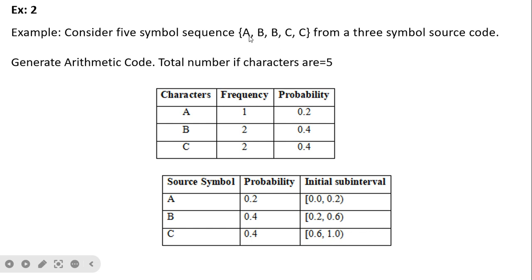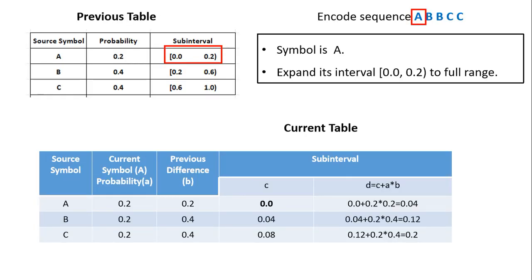Now we have to encode the sequence A, B, B, C, C. Now A comes between 0.0 to 0.2, so we will expand that interval. After that we will expand the interval of B, then B, then C. And for the last symbol we will not expand the interval, but from the resultant table we are getting, we will take any number from the C interval. Now, it is the same as the previous procedure, so there is no need to explain. You can solve the problem and you can easily understand.